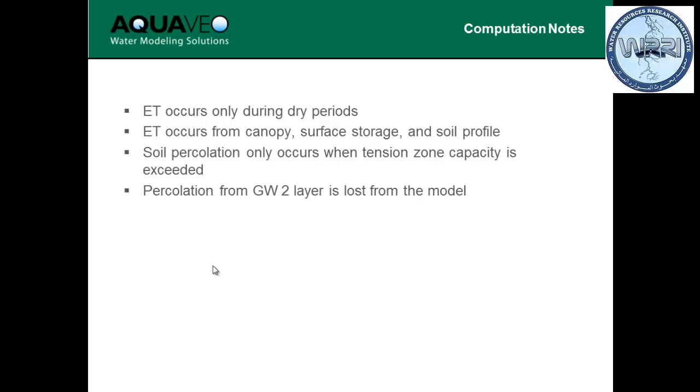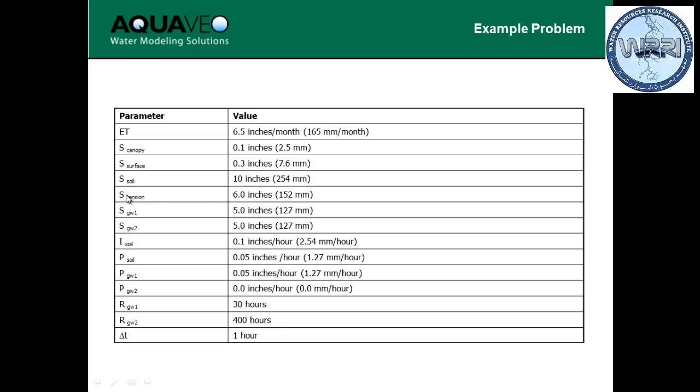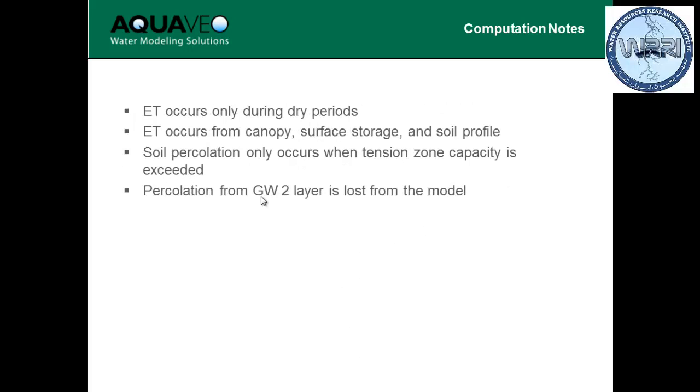The soil percolation only occurs when the tension zone capacity is exceeded. And what that means is there's an input parameter called the tension storage. So when this amount of water is in your soil layer, so 6 inches in this case, if my soil layer has more than 6 inches of storage in that layer, or 152 millimeters, then if that's exceeded, then I'll get some percolation into the groundwater.